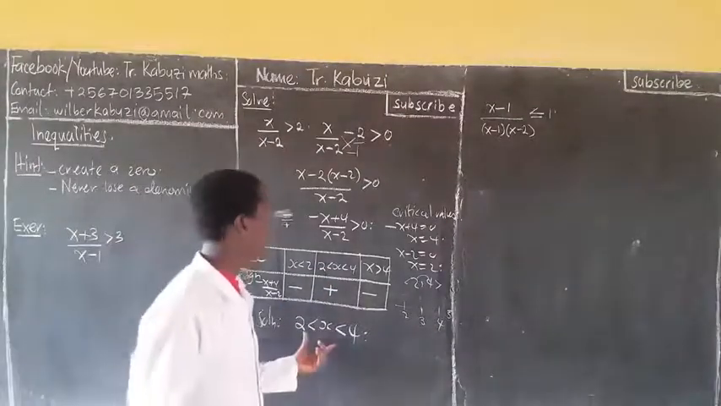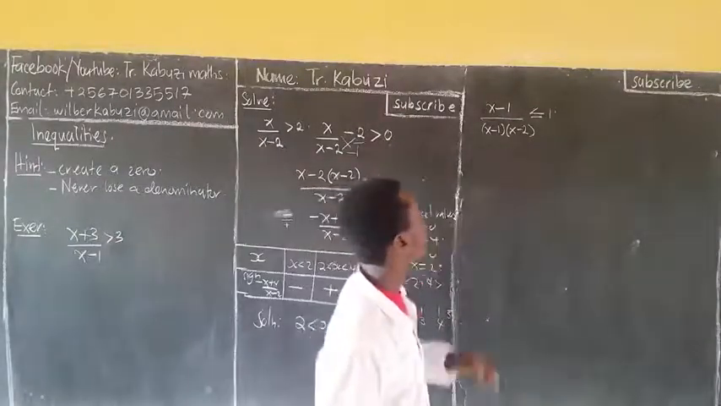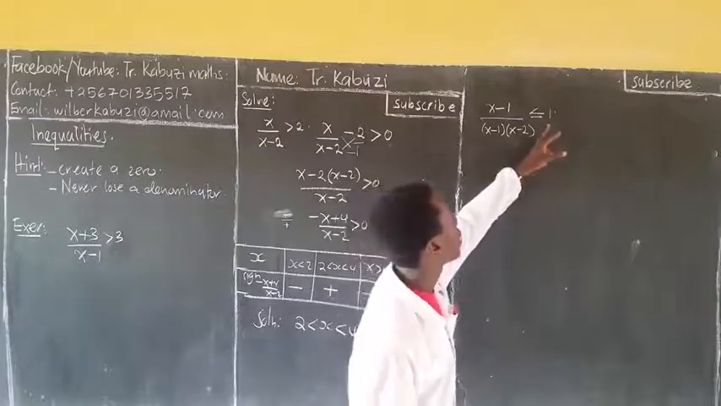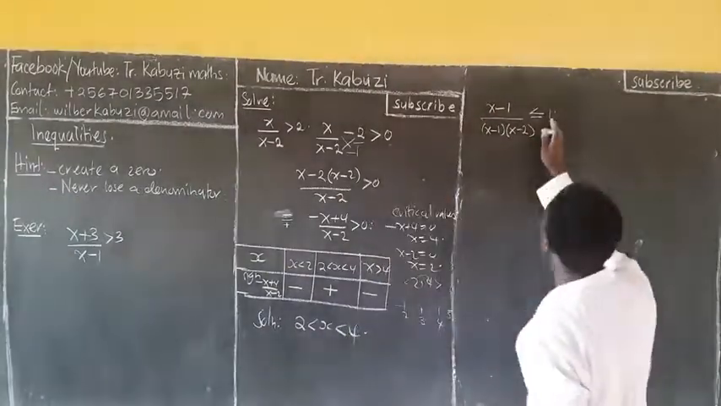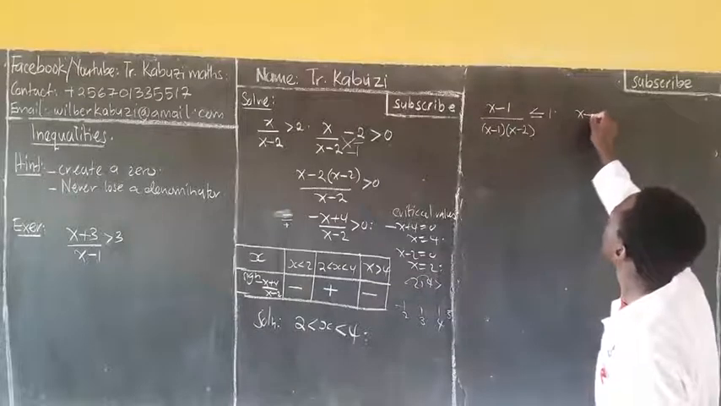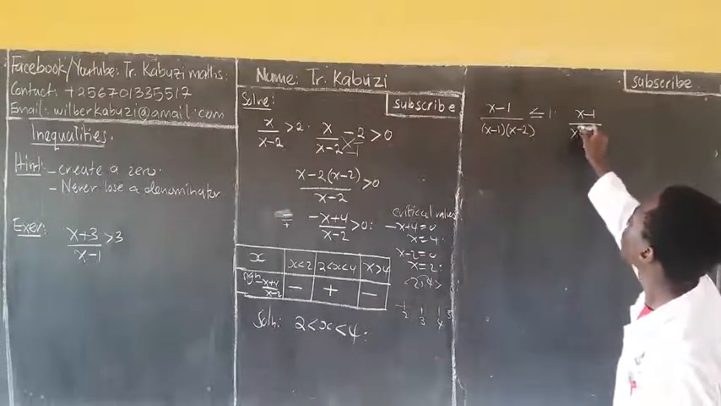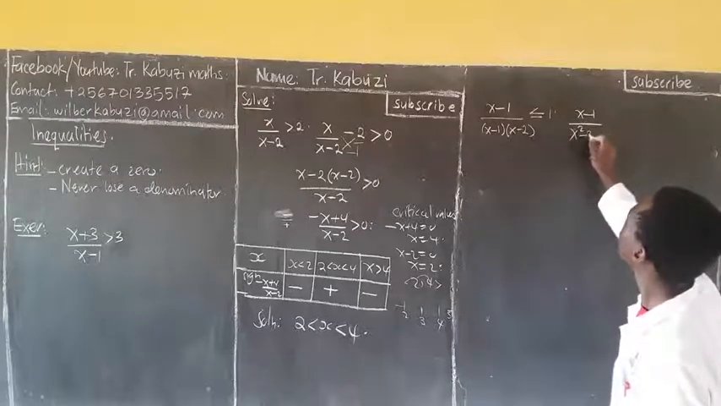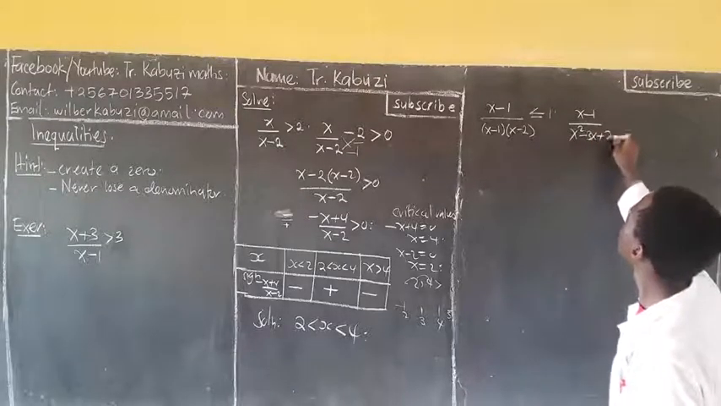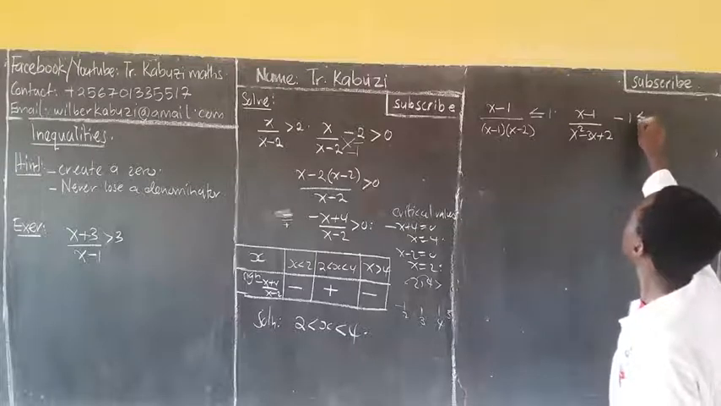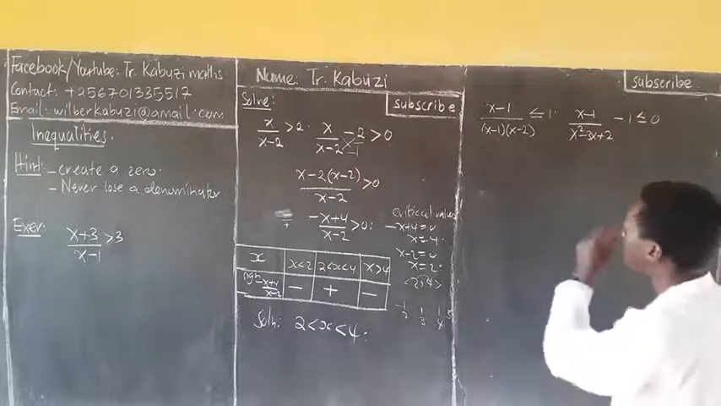Okay, so members, from here we come to this one. Now still we have to create a 0. So in creating the 0, I first take this inside, I have (x minus 1) over, and expand this, I have x squared minus 3x plus 2, then minus 1 less or equal to 0. I create a 0 first.